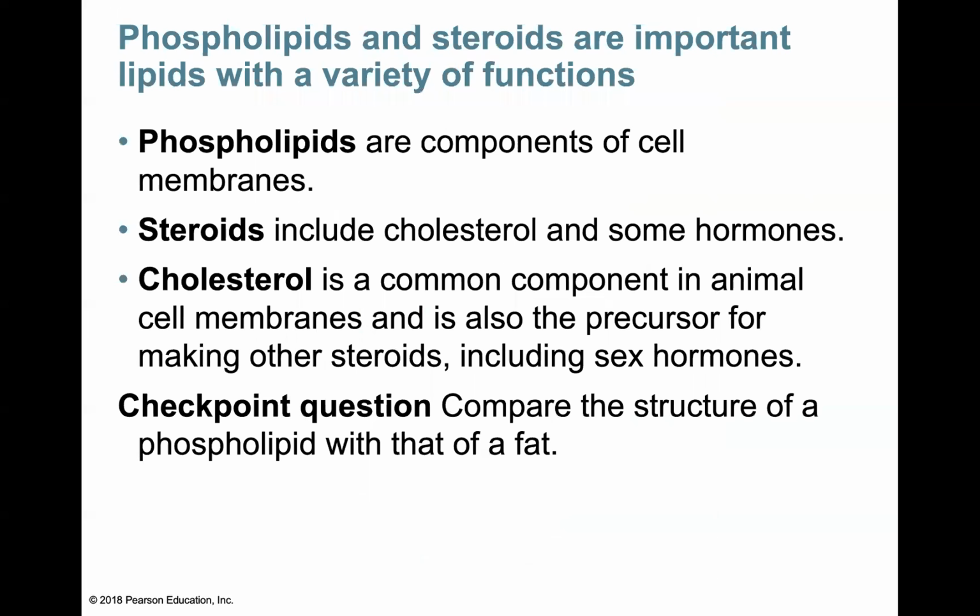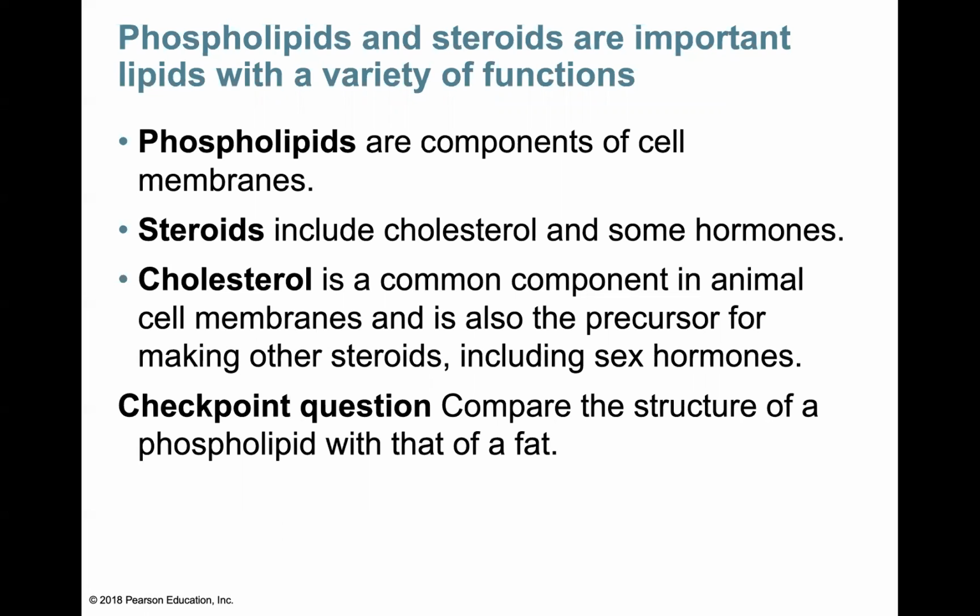All right, so the lipids. There's a special type of lipid that we want to be familiar with as it relates to biological science, and that is the phospholipid. Phospholipids are major components of cell membranes. There are also other lipids such as steroids and cholesterol. Steroids include cholesterol and some hormones. Cholesterol is a common component in animal cell membranes and is also the precursor for making other steroids, including sex hormones that are necessary for sexual reproduction.